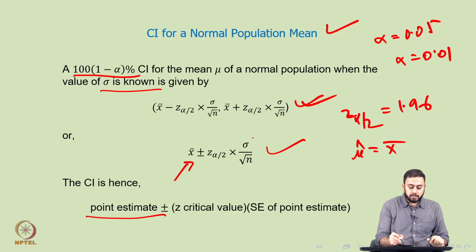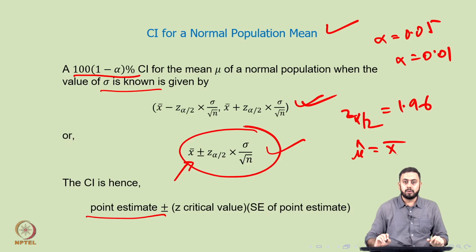So from this equation I can see that a general formula to write down any CI is: you start with a point estimate plus and minus a suitable critical value, in this case a Z critical value, times the standard deviation or standard error of the point estimate, which is sigma by root n. In this case the standard deviation of x bar happens to be sigma by under root n.